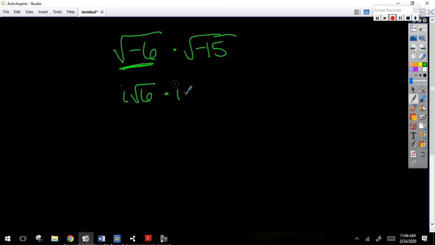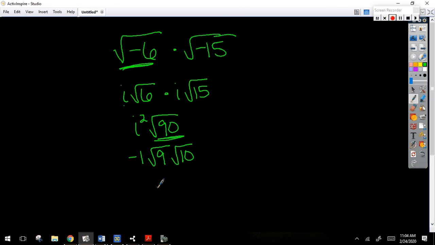Wait, don't we combine like terms? Well, you're not adding, so you multiply under that radical. What's 6 times 15? 90. All right, so i times i is i squared. And we know that i squared turns into -1. So I've got -1. What's your perfect square coming out of 90? 9 and 10. So I got 9 and I have 10. I have -3 times the square root of 10.